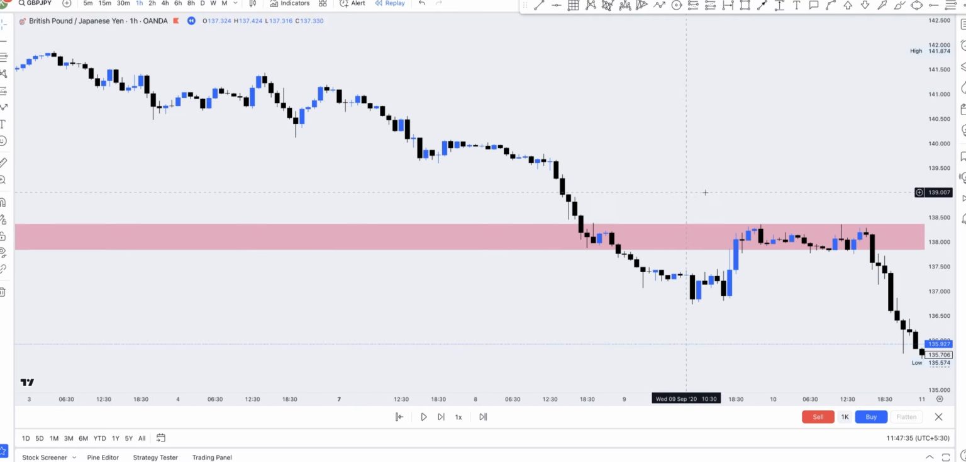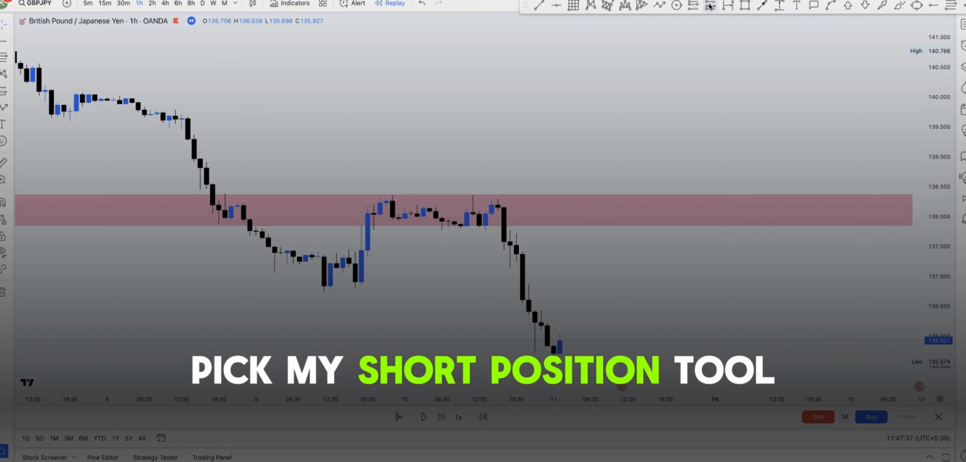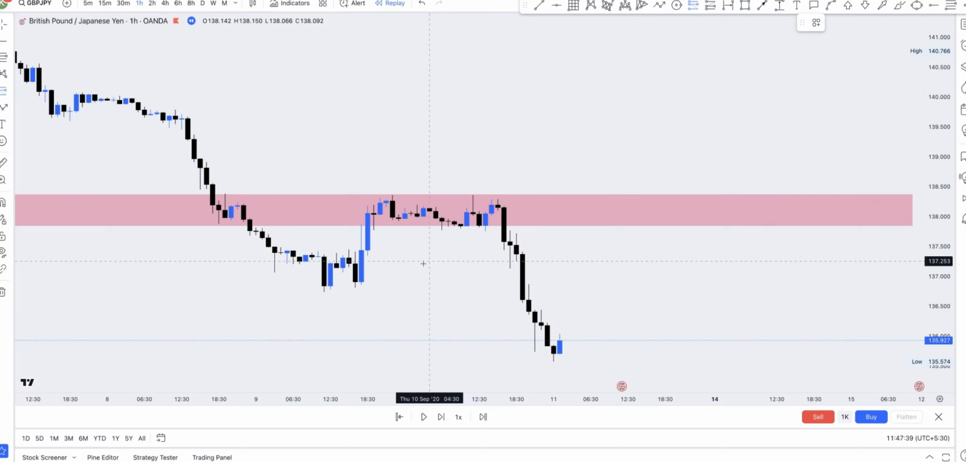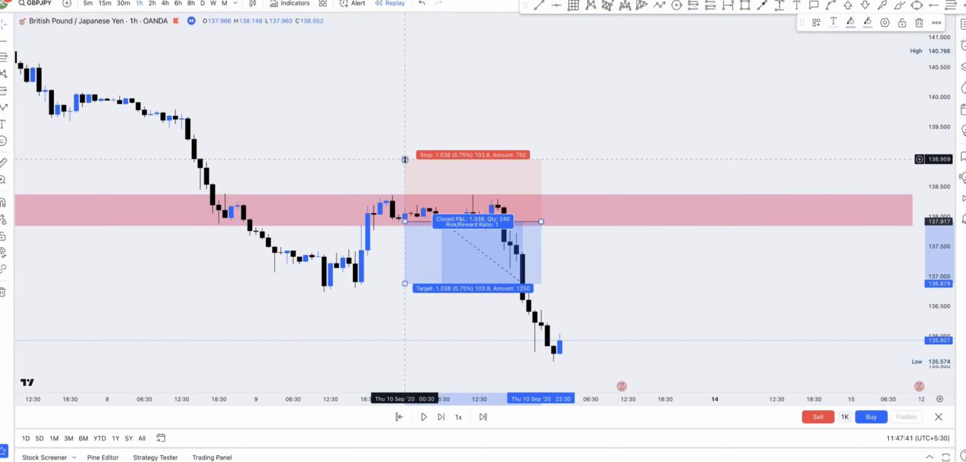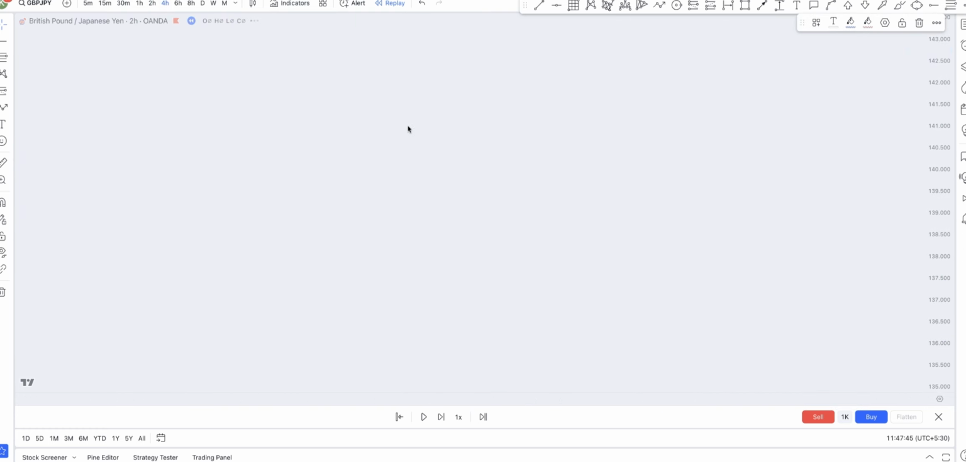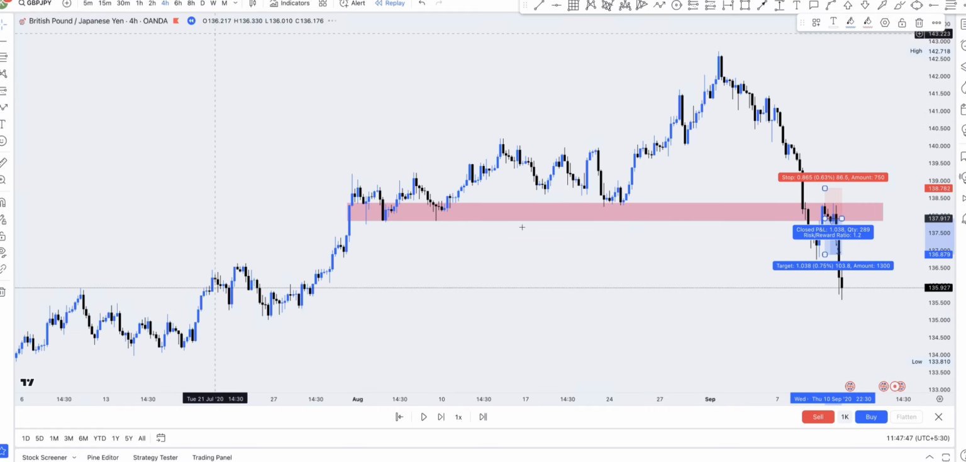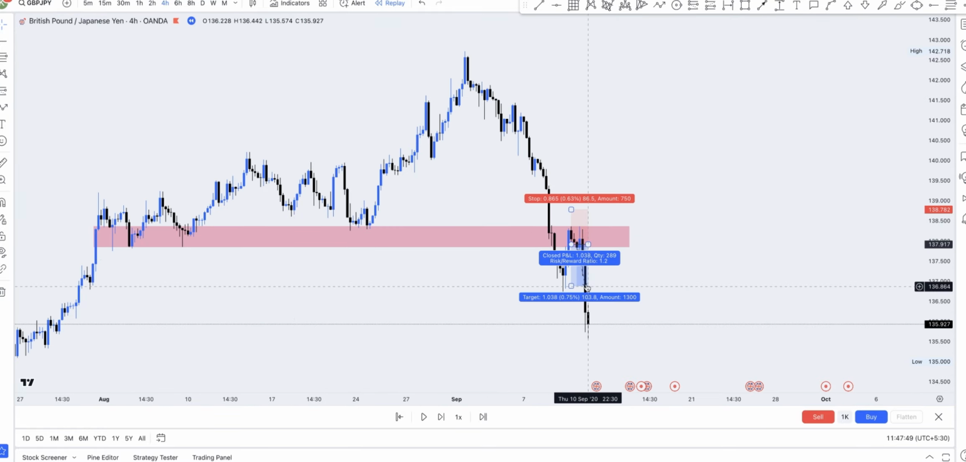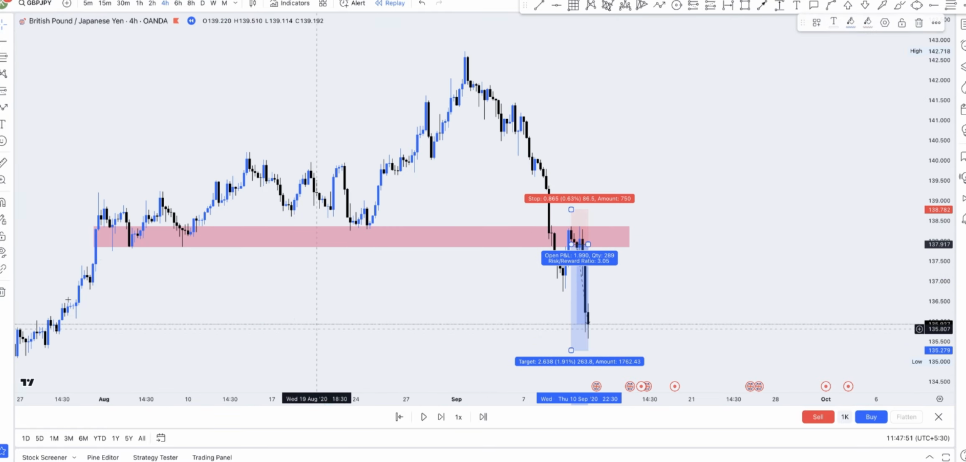So immediately I see this, what would I then do? I just pick my short position to place it here, my stop loss a little above the zone, then my take profit to the nearest support or resistance. So my take profit will now be to the nearest support or resistance, somewhere around this area. This should be my nearest support or resistance.